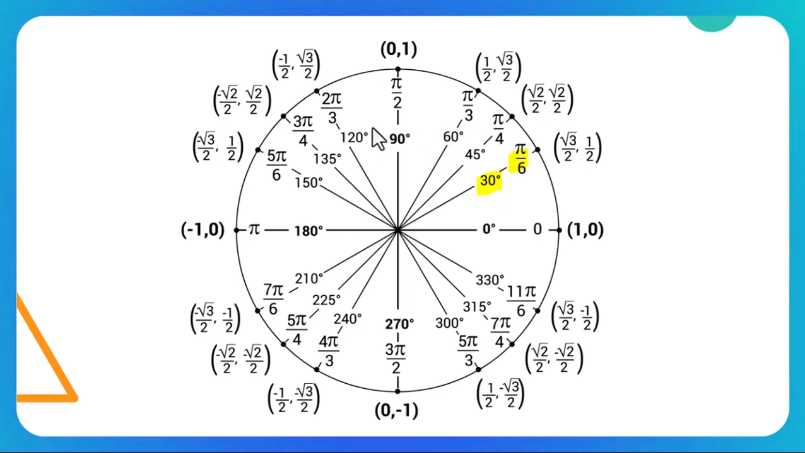degrees, 90 degrees, 120, 135, 150, 180, 210, 225, 240, 270, 300, 315, 330, and back to 360 on the circle. And then we have the matching radians. And now today I want you to complete this by filling in the x and y coordinates for the unit circle. Square root of 3 over 2 and 1/2. For example, pairs with 30 degrees or pi over 6.